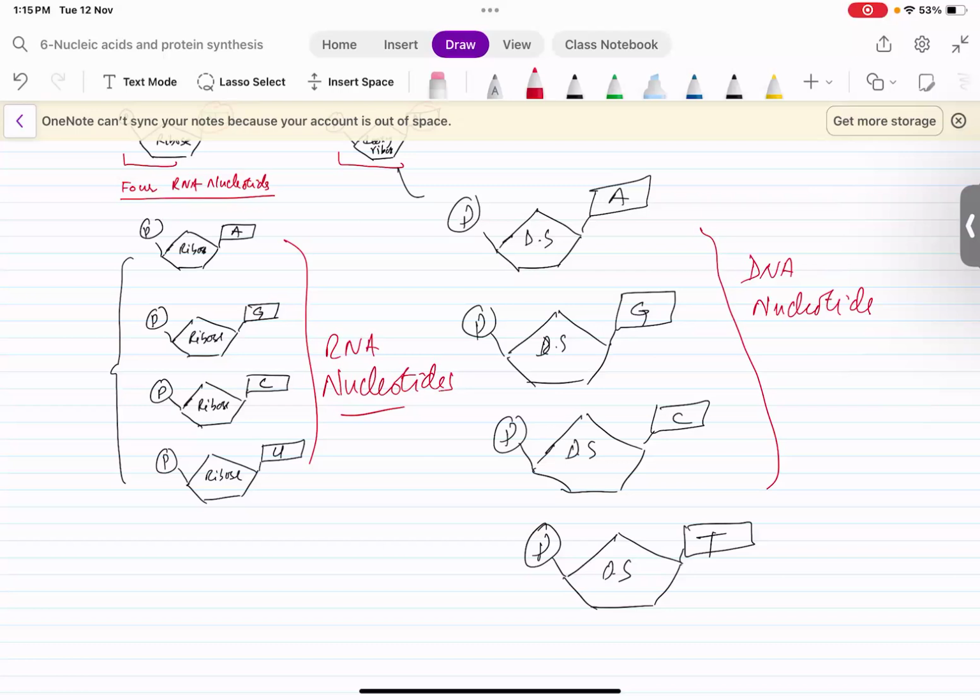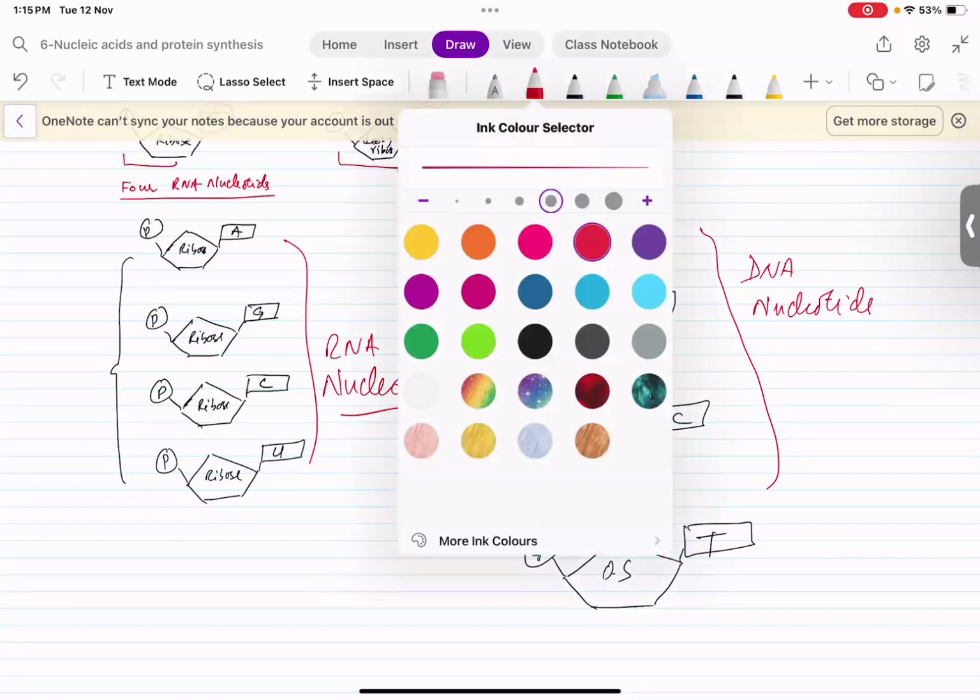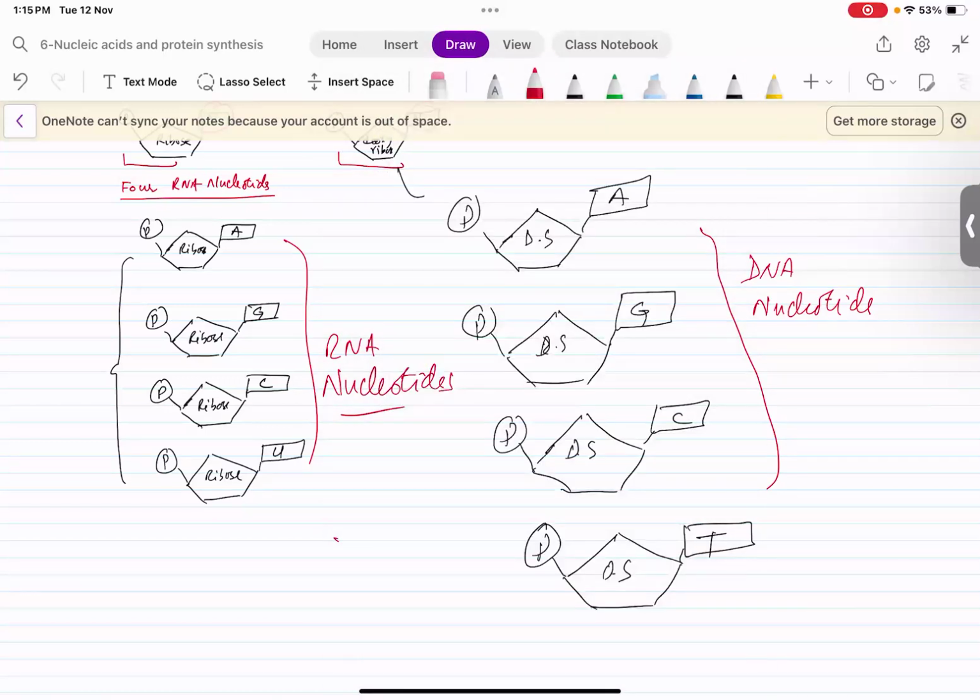This has deoxyribose. Yes, one is the sugar difference. RNA nucleotides have ribose sugar and DNA has a deoxyribose sugar, but the other difference is this. RNA nucleotides will have uracil, and DNA will have thymine instead of uracil. So these are two differences between DNA and RNA.